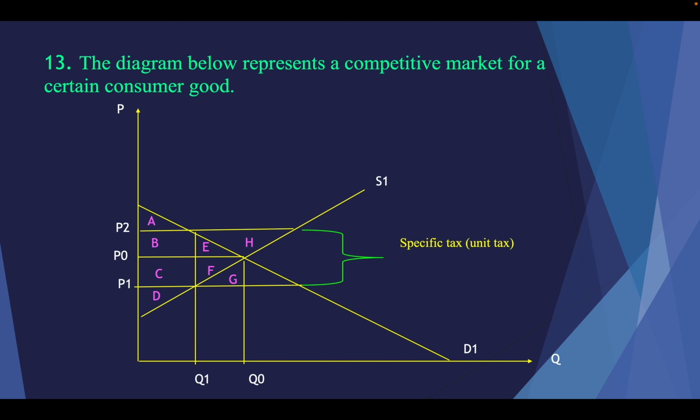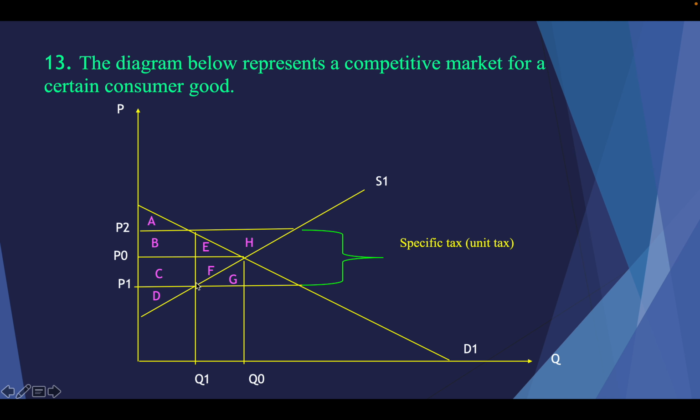Then we'll see after the tax. After the tax the equilibrium price is increasing, because the tax is not a good thing, equilibrium price is increasing and the quantity is decreasing. The quantity is decreasing to Q1 and the equilibrium price increases to P2. So the equilibrium price is P2 and the equilibrium quantity is Q1 here.